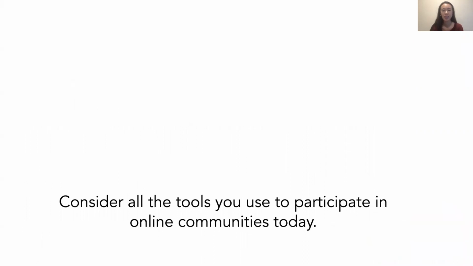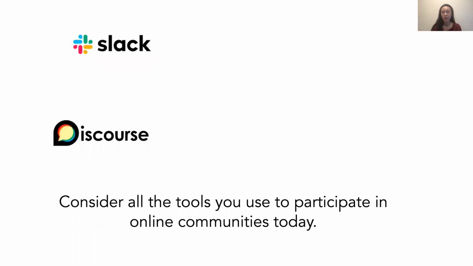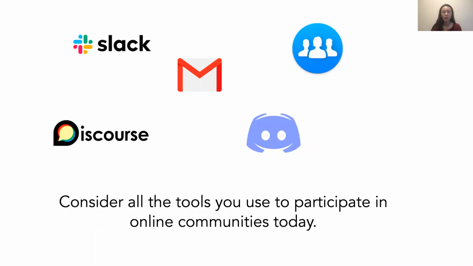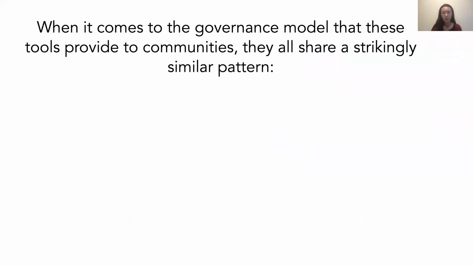To begin, I'd like you to consider the tools you use to participate in online communities, tools like Slack, mailing lists, Facebook groups, or Reddit. Now, I want you to think about how these groups are governed. What is the process by which actions in the community get approved and happen? The answer to this question is strikingly similar from platform to platform.